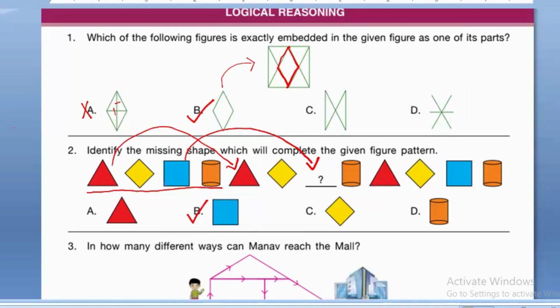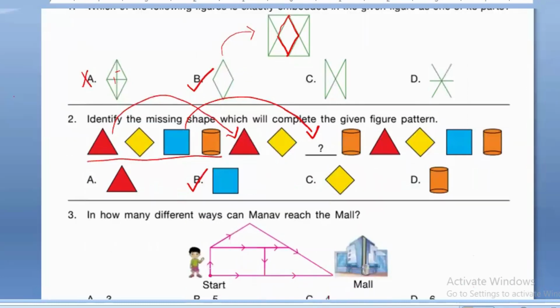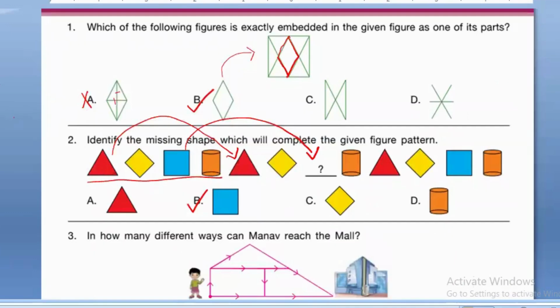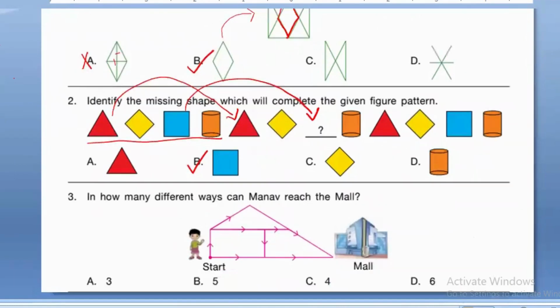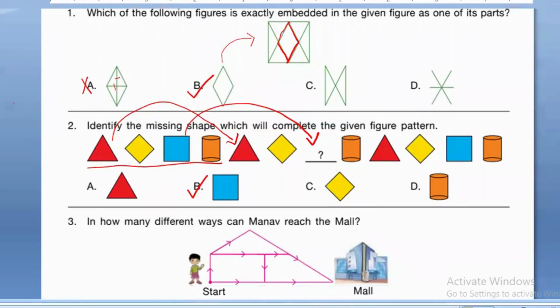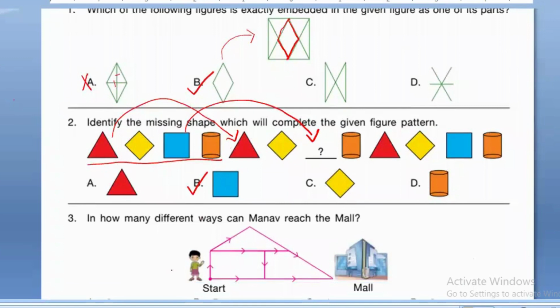Now let's move to question number 3. In question number 3, you can see one boy whose name is Manav, and you have to tell how many ways Manav can reach the mall. To find the correct answer, you can see that in the first way Manav can go from this side, then he will move here, then he will move here. So this is the first way.